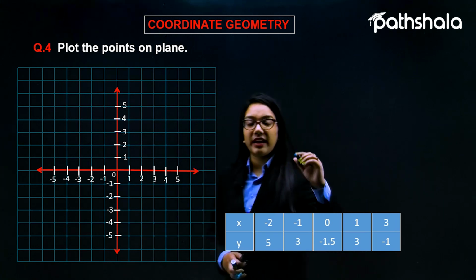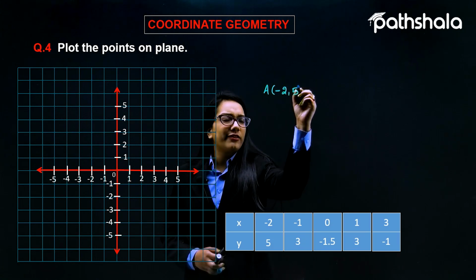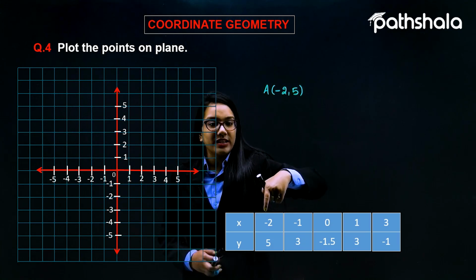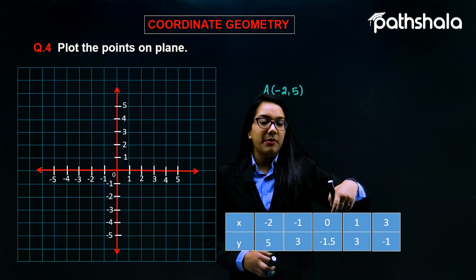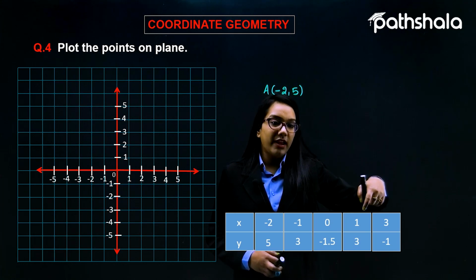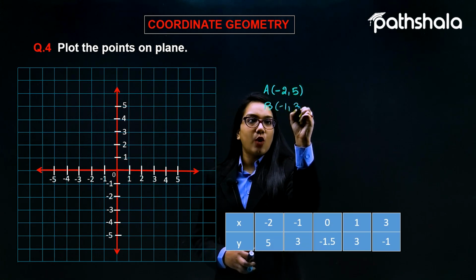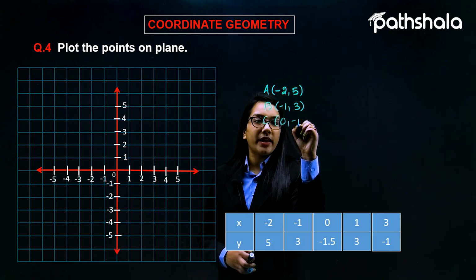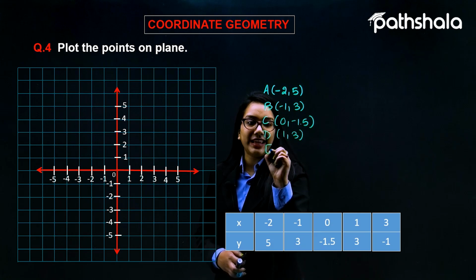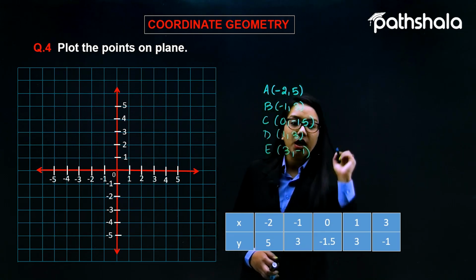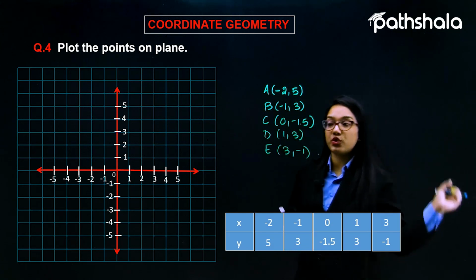Let us suppose I am taking the very first coordinate as A, which is -2 comma 5. So for x as -2, we have y as 5. For x as -1, we have y as 3. For x as 0, we have y as -1.5. For x as 1, we have y as 3. So let's move on with this. We have B as -1 comma 3, C as 0 comma -1.5, D as 1 comma 3, and E as 3 comma -1. So these are my 5 points, and we have to plot all of them on this plane.